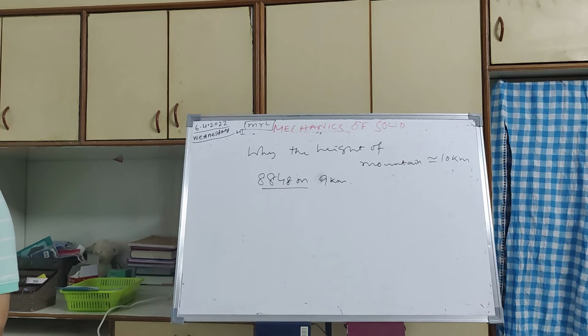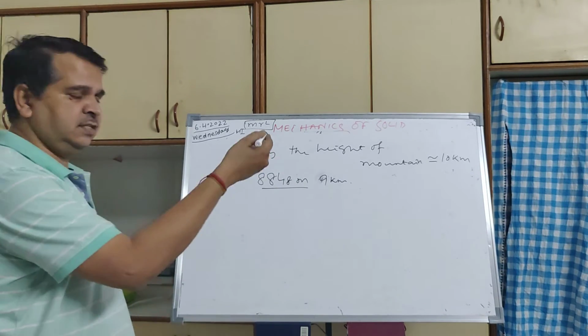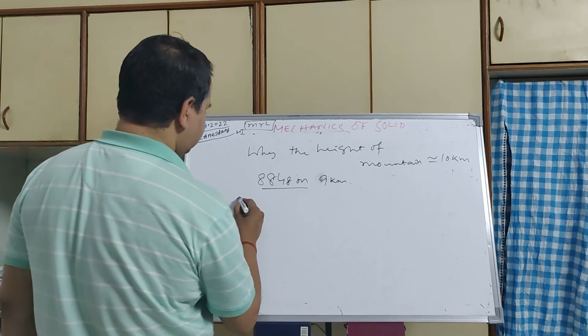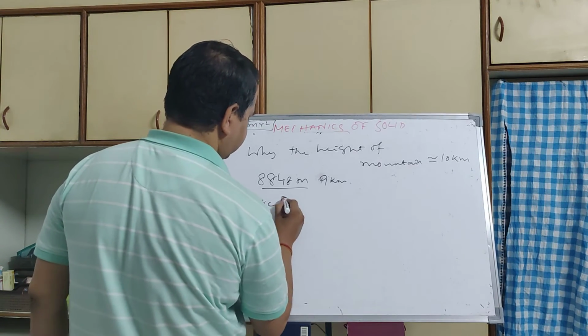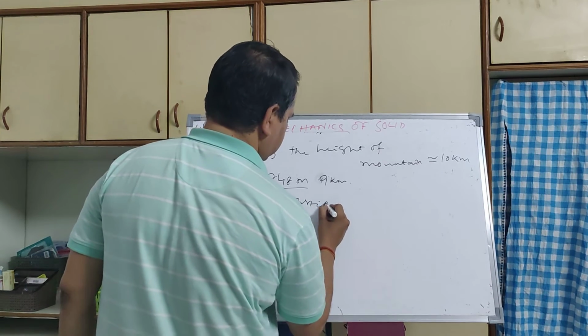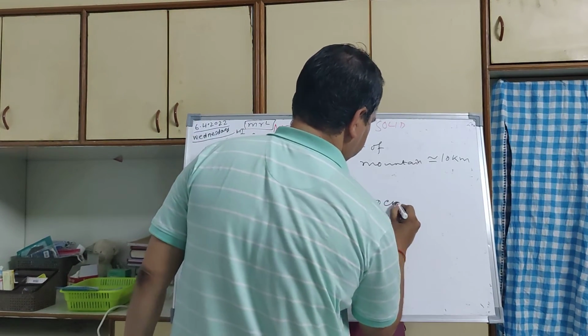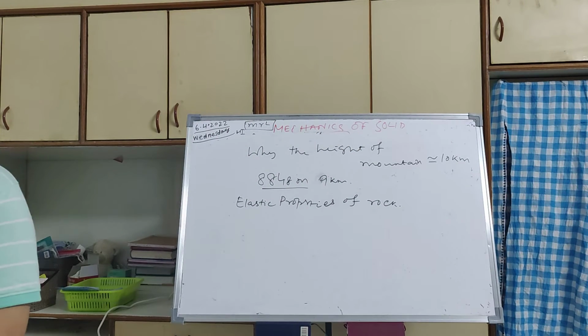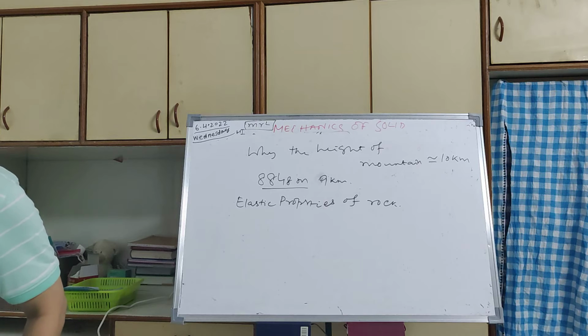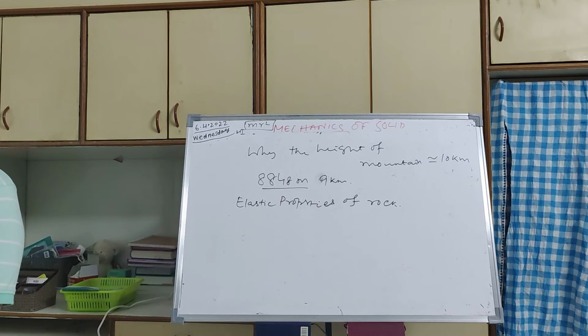This can be justified by studying the elastic properties of rock, because the mountain is made of rock. A mountain is under uniform compression, and this provides a shearing stress to the rock, under which the rocks can flow.